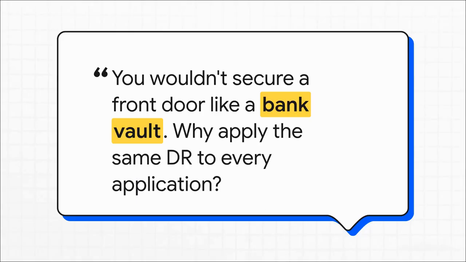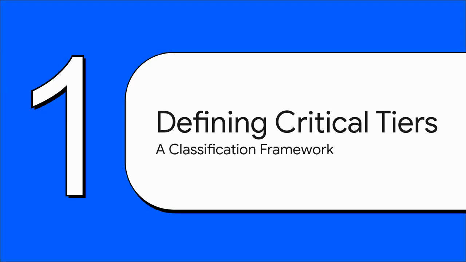I love this analogy because it just clicks, doesn't it? You intuitively know a bank vault needs way more protection than your front door. Well, the key to an efficient and, more importantly, an effective DR strategy is applying that exact same logic to your application portfolio. So, how do we actually do this?